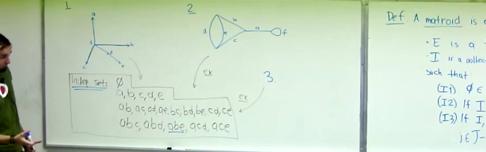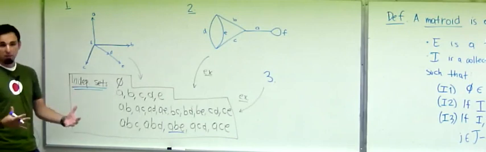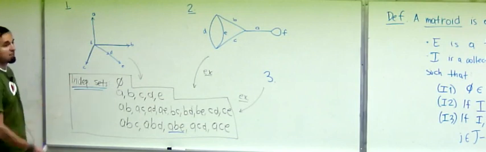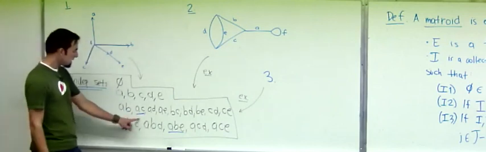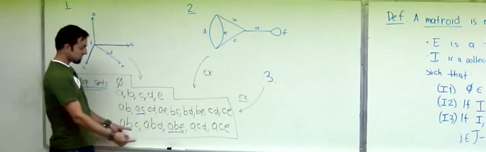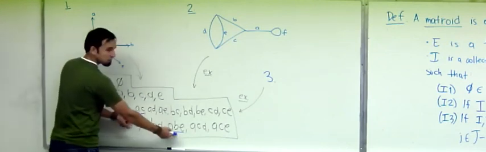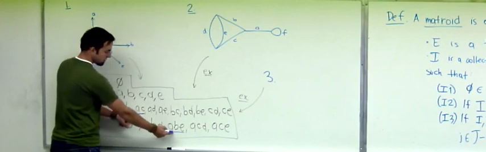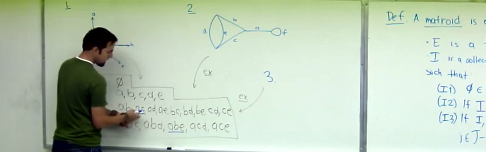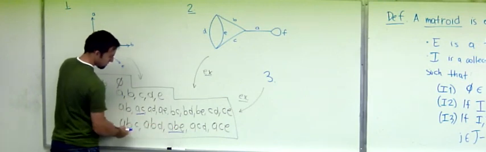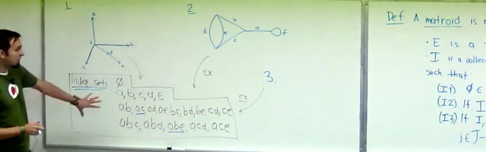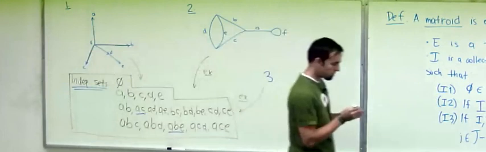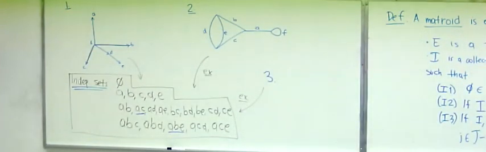For the third condition, you have to show that for any two independent sets of different sizes, you have this exchange axiom. So let's pick two random ones. I don't know. Maybe AC and ABE. AC is smaller than ABE. So what the exchange axiom says is you must be able to use one of these guys to expand this one. Okay. So either ABC is on the list or ACE is on the list. And in this case, it happens that both of them work. It could be that only one of them works, but at least one of them has to work. And you would have to check this for any pair of independent sets of different sizes. If that's true, then you have a matroid. Okay? This is the definition of a matroid.